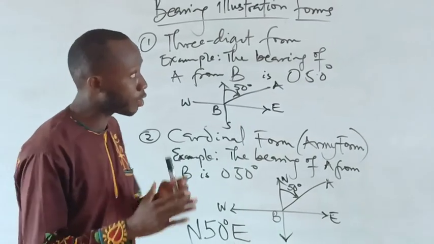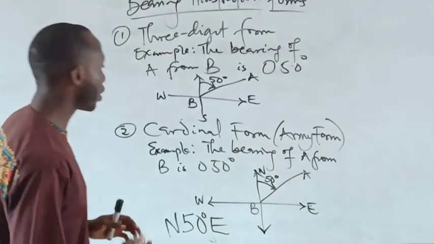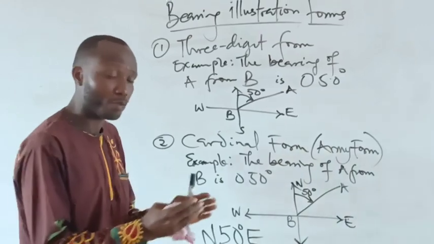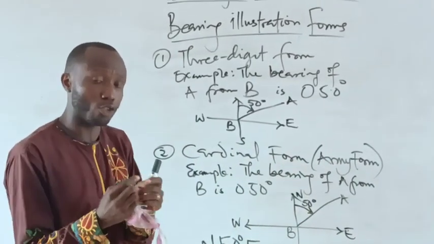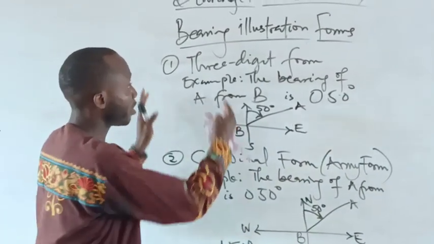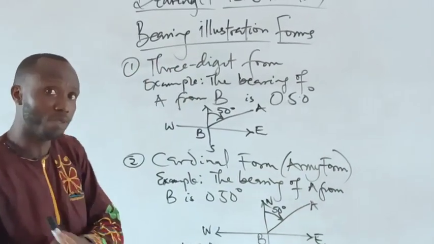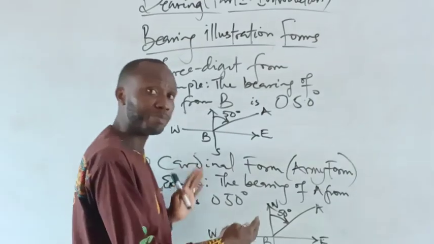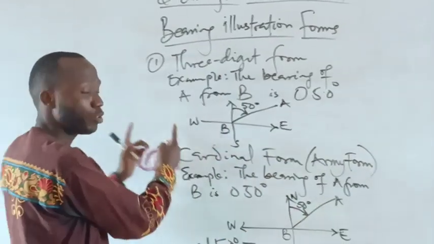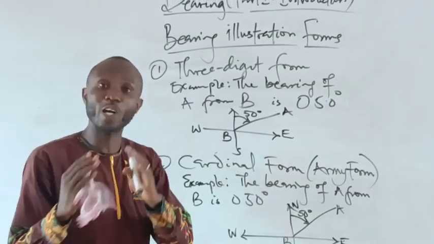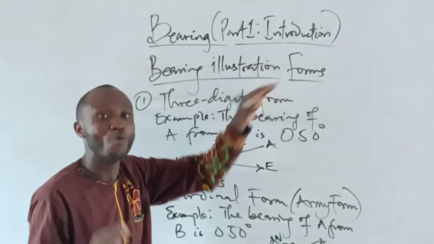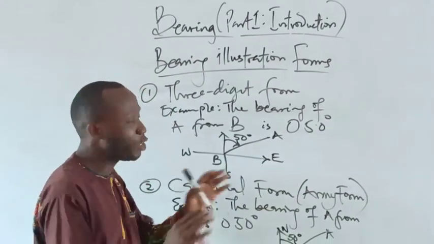Yes, so let's do that quickly. So now what I'm going to do is teach you how to convert from the 3-digit form to the cardinal form. And I'll also teach you the reverse, which is conversion from the cardinal form back to the 3-digit form. Let's do that. Don't forget, we are still under introduction. We've not started yet. We are still introducing it.